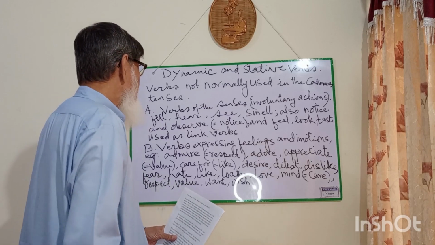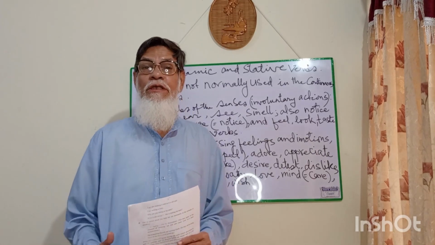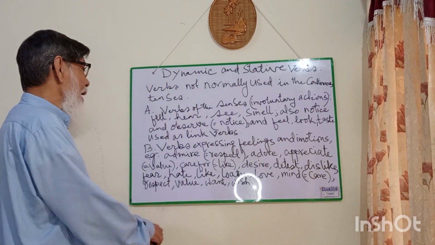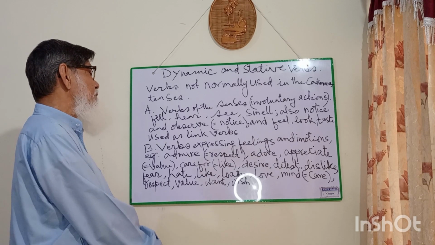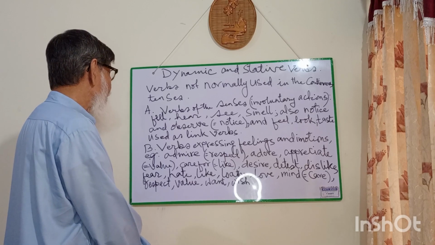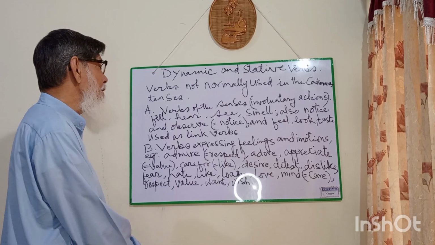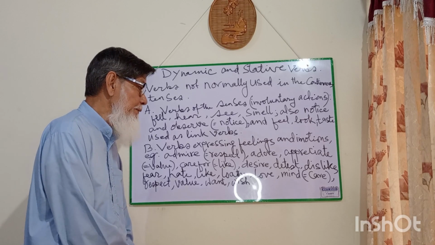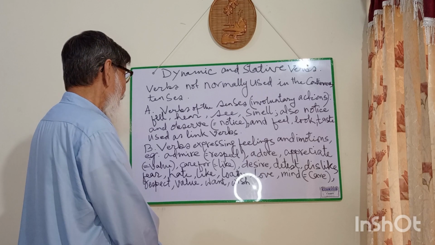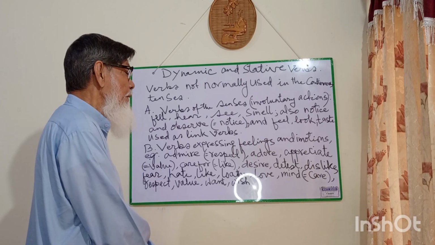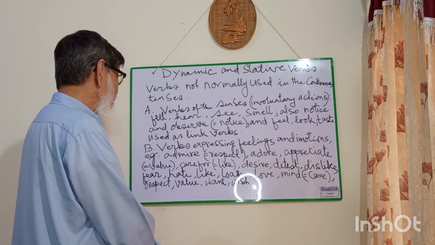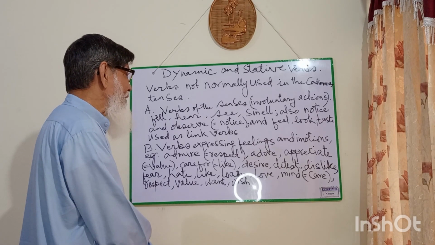B. Verbs expressing feelings and emotions. As for example, admire when it means respect, adore, appreciate when it means value, care for when it means like, desire, detest, dislike, fear, hate, like, loathe, love, mind when it means care, respect, value, want, wish.